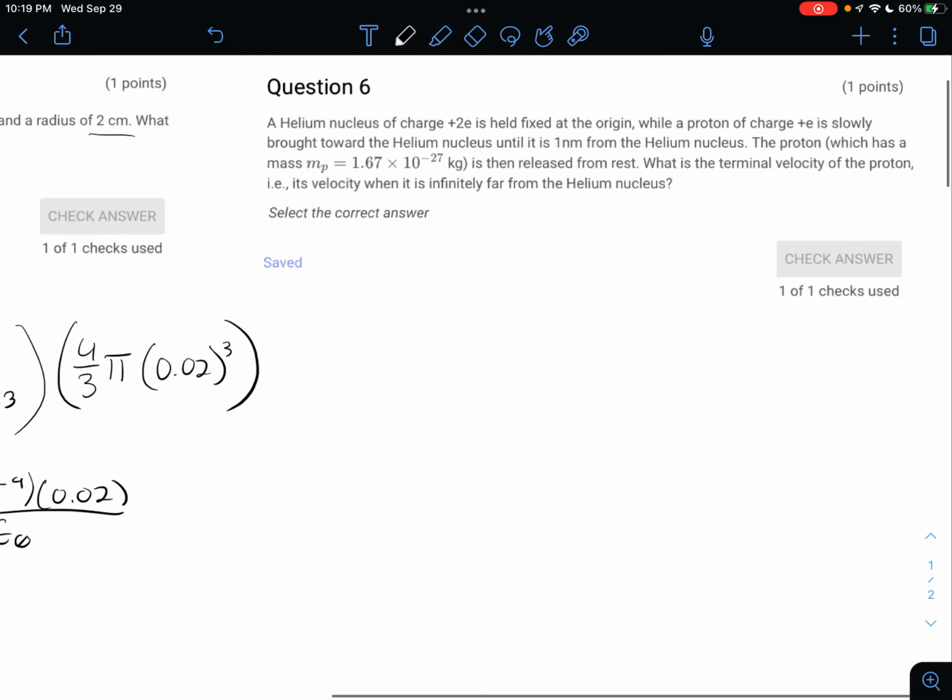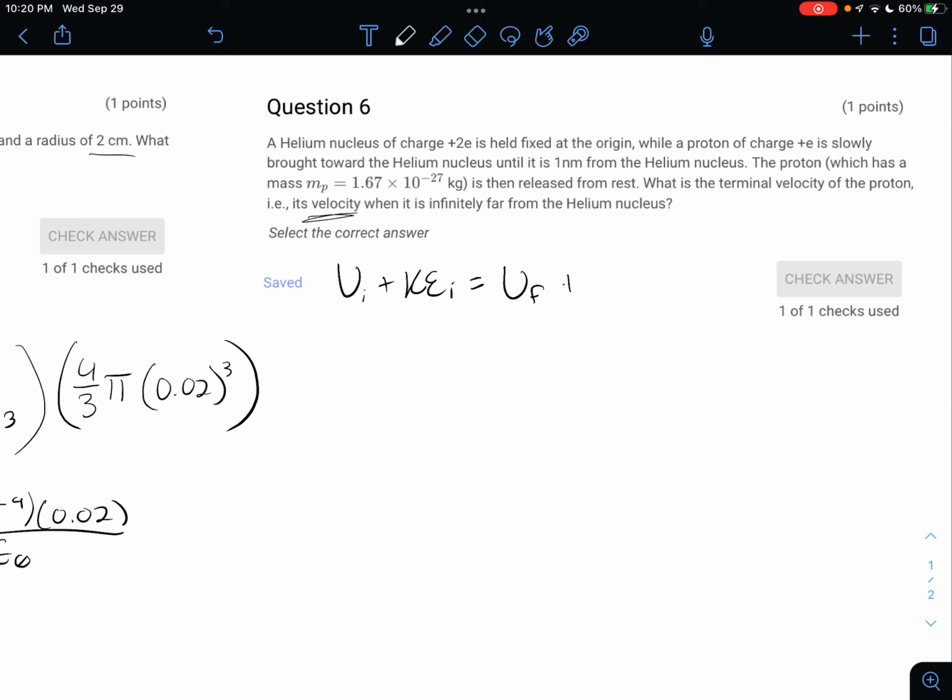Now on to question 6, and we're looking for the velocity when a charge is infinitely far away. So since we're looking for velocity, it's a pretty fun cue that we're going to be using our conservation of energy. So that's going to be our potential energy initial plus our KE initial is going to equal our potential energy final plus our kinetic energy final. So it says that it is released from rest. There it is. So our initial kinetic energy is going to be 0.